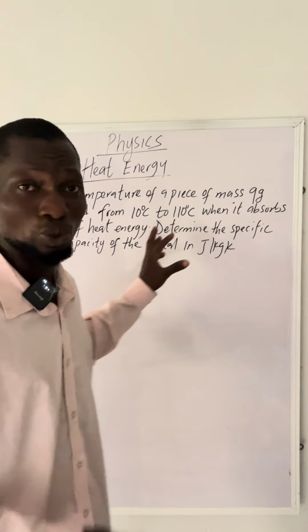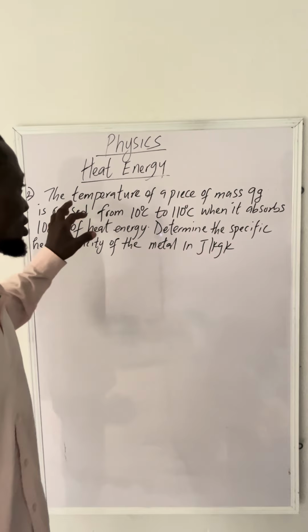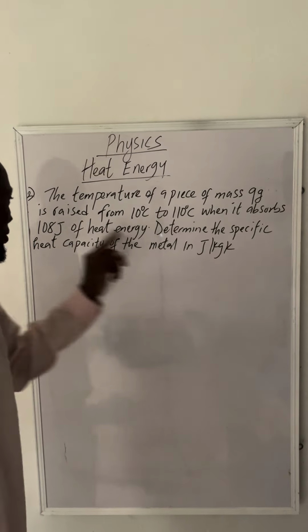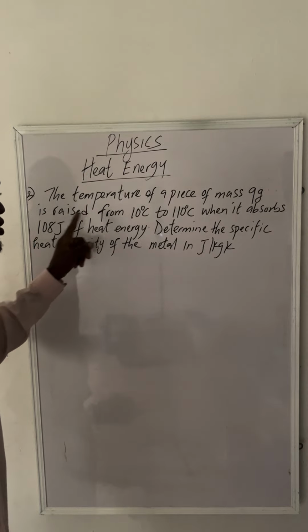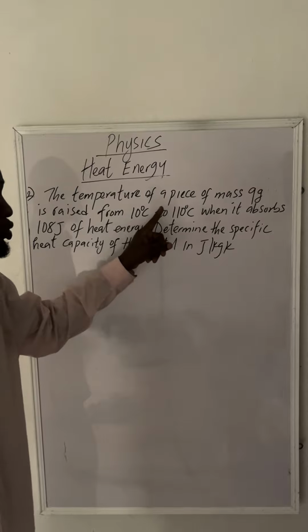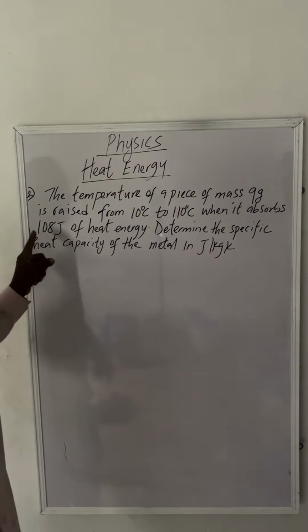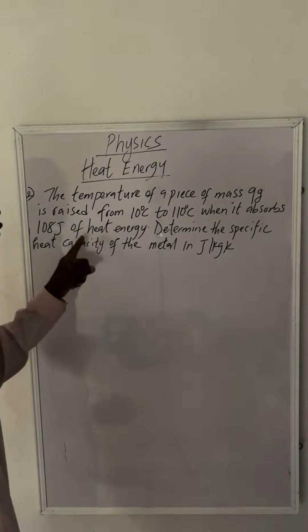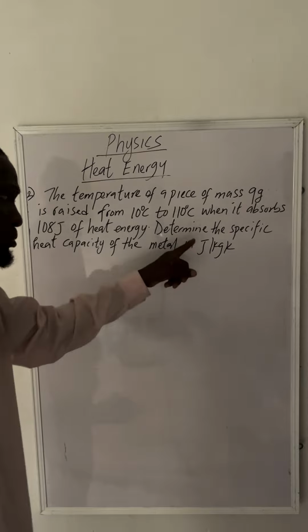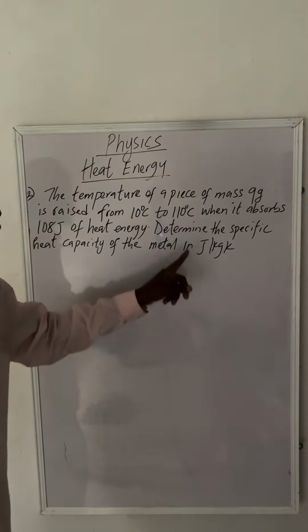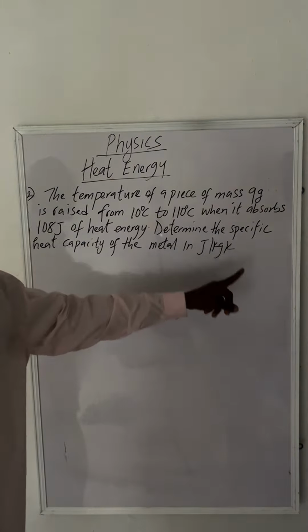Now, this is the second question. The temperature of a piece of metal of mass 9 gram is raised from 10 degrees Celsius to 110 degrees Celsius when it absorbs 108 joules of heat energy. Determine the specific heat capacity of the metal in joule per kilogram per Kelvin.